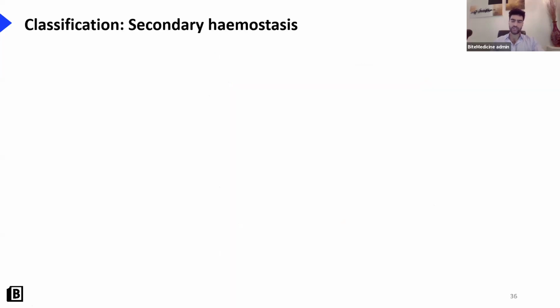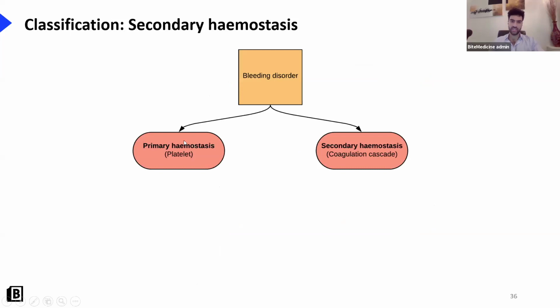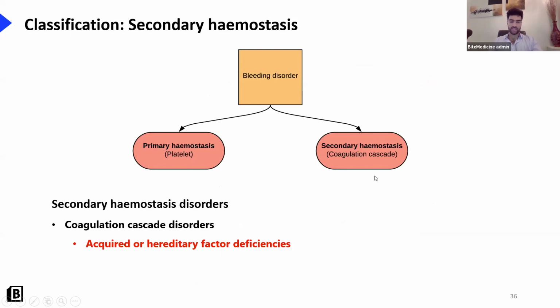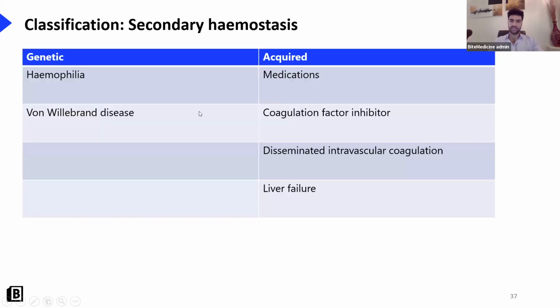So how do we classify secondary hemostasis disorders? Remember, bleeding disorders can either be platelet problems or coagulation cascade problems. Secondary hemostasis disorders can be categorized into either acquired or hereditary factor deficiencies. So all of these conditions are looking at things which affect your clotting factors. And this is what we're looking at today. The genetic ones are haemophilia and von Willebrand disease. The acquired ones are medications, coagulation factor inhibitors, disseminated intravascular coagulation, and liver failure.